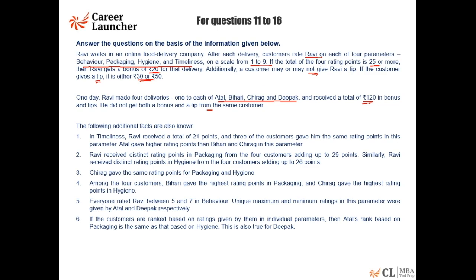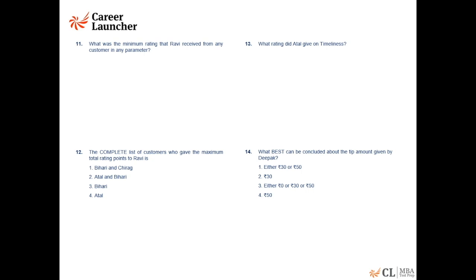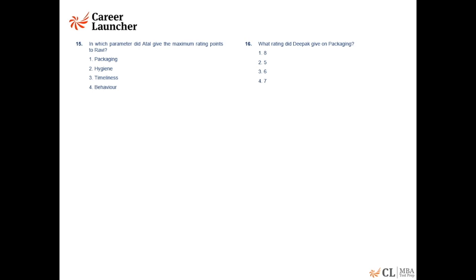Okay. Now, we know out here that Ravi has received a total bonus plus tip of 120 rupees. So this is going to be 120. Now, typically before I start, I would look at the questions. And if you look at the question, it is very obvious that the answers are definite, except in question 14, where there is a possibility of multiple answers, which means either 30, 40 or either 0, 30 or 50, whatever the case might be, which indicates there might be multiple cases. But the remaining questions, all of them are telling you clearly that this is a data set in which most probably you will complete the table.